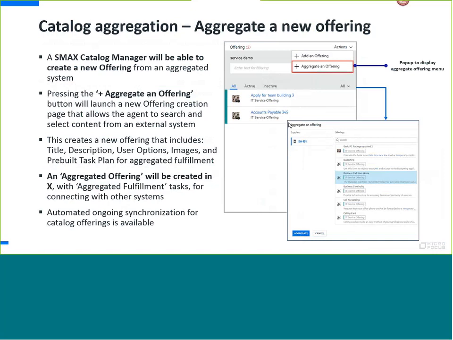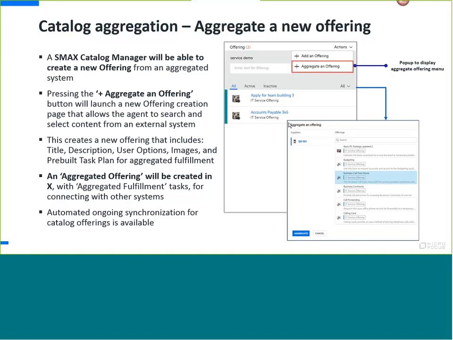And then we also provide automated ongoing synchronization. That means if in a backend system like Service Manager the offerings are being updated, let's say you change the title, the description, or some images in the backend system, there's going to be synchronization of catalog offerings from the backend system to the new system. So you don't have to manually copy or synchronize these offerings. There's automated synchronization.